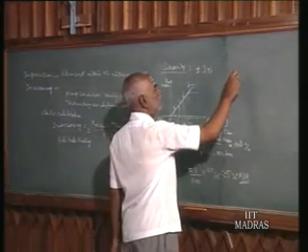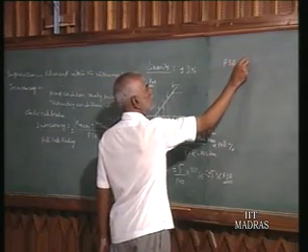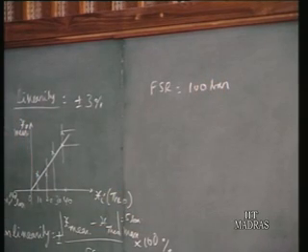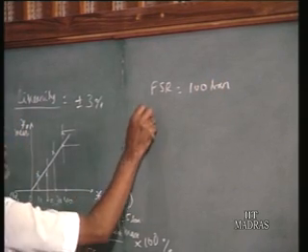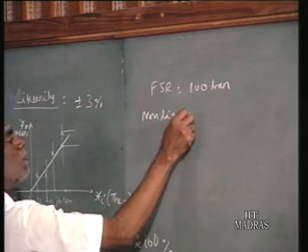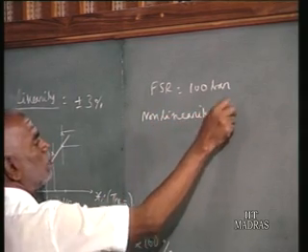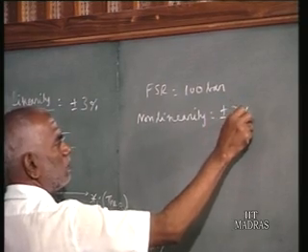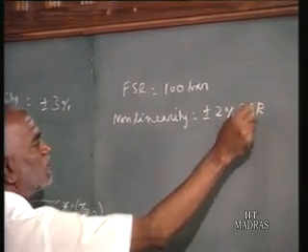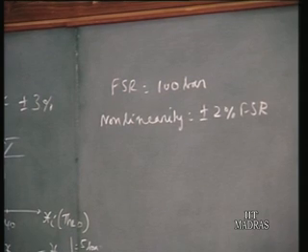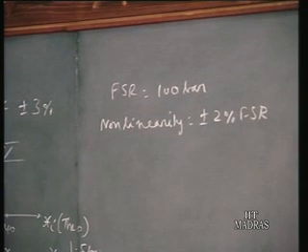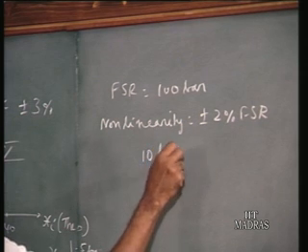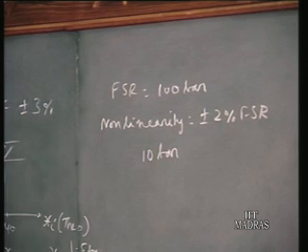Suppose the full scale reading is 100 bar in a given pressure gauge. The nonlinearity for that instrument is given as plus or minus 2%, say 2% full scale reading. This is what the manufacturer has written. Can I use this instrument to measure a pressure of, say, 10 bar?